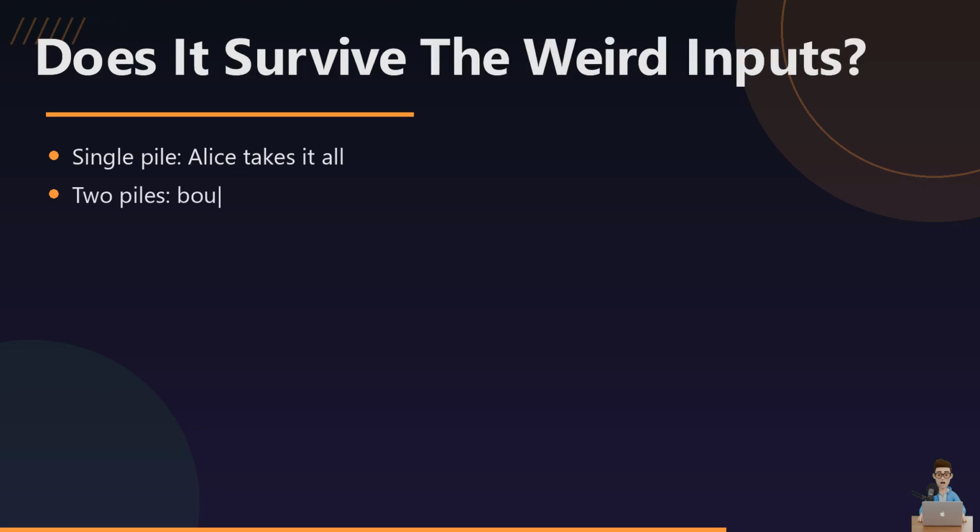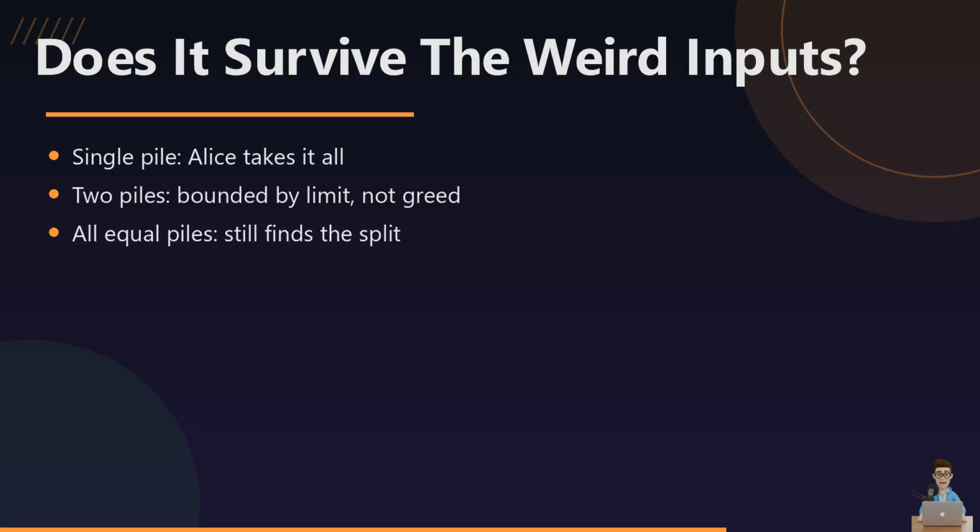One pile, twice the limit, trivially covers it. Alice takes everything. Piles that are all the same value, the code doesn't care, it still finds the optimum split. And the base case, nothing left, returns 0, handles the game ending cleanly, no matter how it got there.